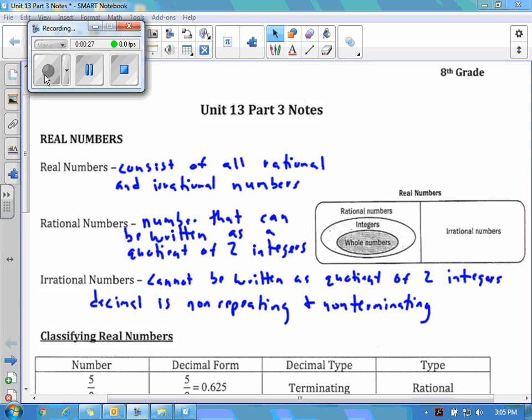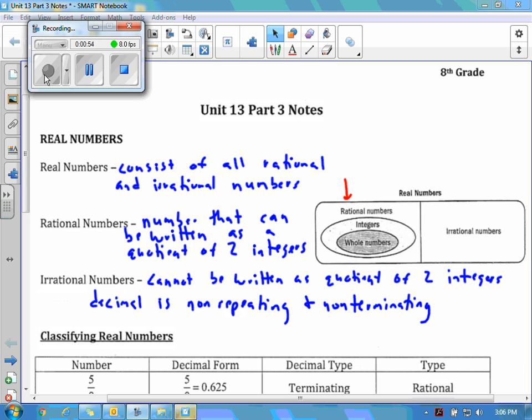Rational numbers are everything that you've worked with in the past, so numbers that can be written as a quotient of two integers. You learned that in 7th grade. But if you look at this diagram over here, the numbers on the left are the rational numbers. So whole numbers, 0, 1, 2, 3, 4, 5, 6, 7, 8, etc. Integers, so negatives, -3, -2, -1, 0, and positives, 1, 2, 3, 4. And then rational numbers, which are fractions, or numbers that can be written as a quotient of two integers.